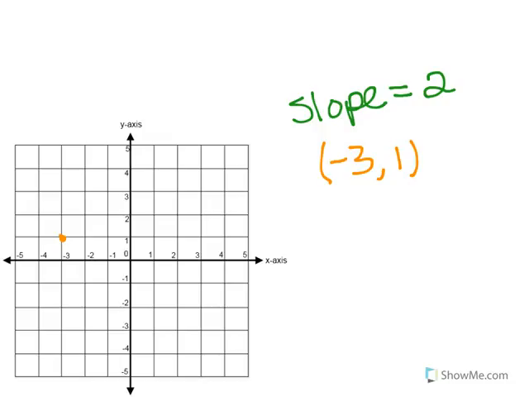The important thing to remember is that when you have a slope that's a whole number, this is always over an imaginary 1. So that means that our rise is 2 and our run is 1. So we're going to go up 2 in the positive direction over 1, point, up 2, over 1, point, and draw a line.